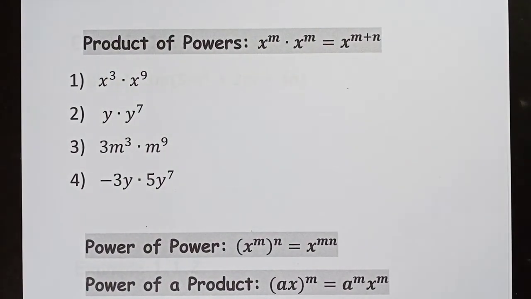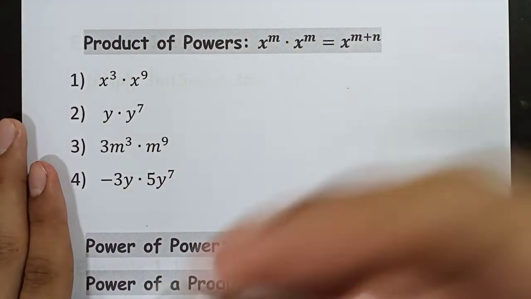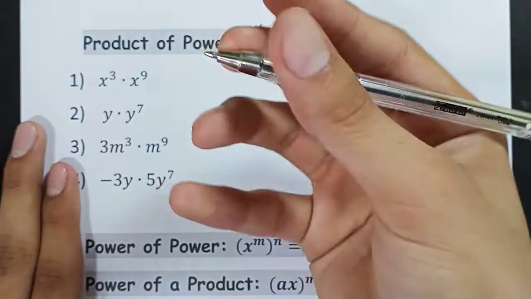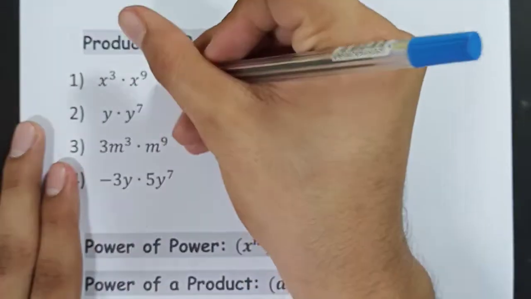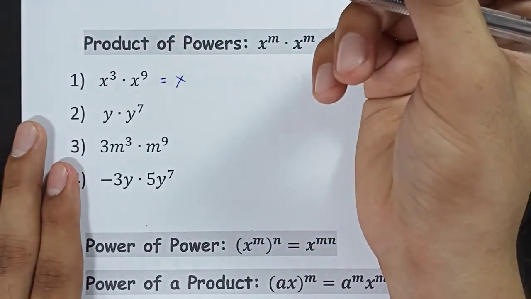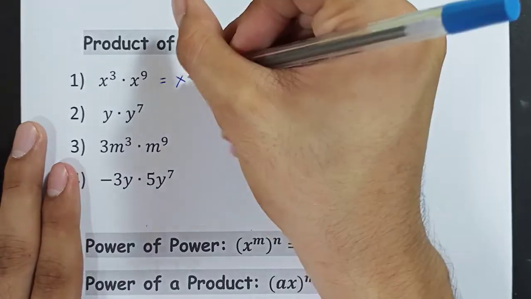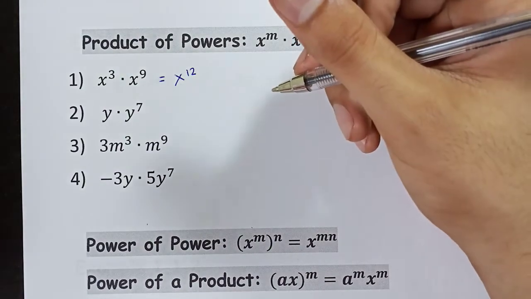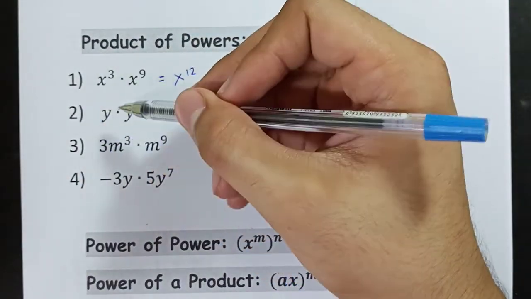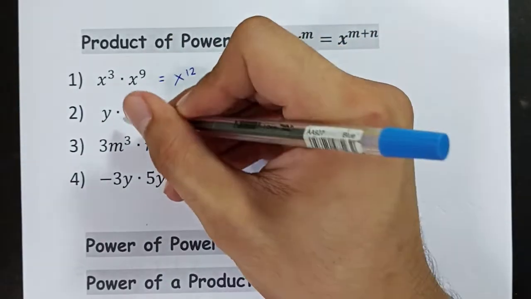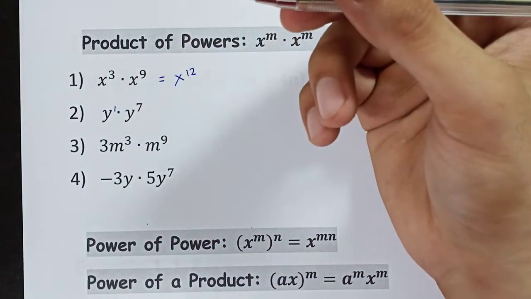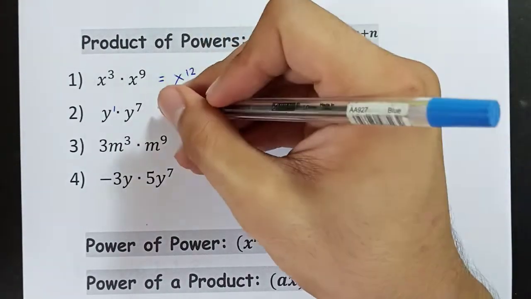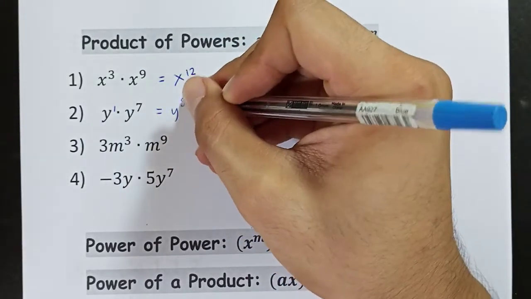First, for the product of powers, we have, for example, x cubed times x raised to 9. Gagawin lang natin, i-add yung exponent. 3 plus 9 is 12. So x raised to 12. Next, y times y raised to 7. Si y, may exponent? Meron. Hindi lang siya sinusulat kasi 1 yun. So y raised to 1 times y raised to 7 magiging y raised to 8.